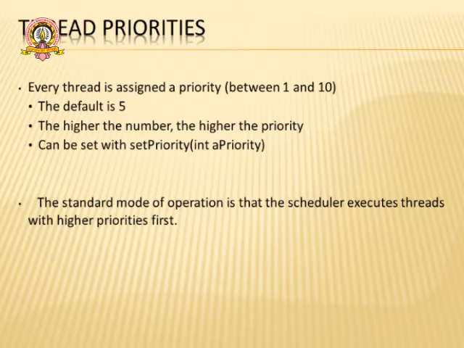The numbers go 1, 2, 3, 4, 5, 6 up to 10. The higher the number, the higher the priority. Like that I can set the priority and make the thread execute with the highest priority. Of course it's obvious that the thread having the highest priority will execute first, the thread having normal priority will execute later, and the thread having the least priority will execute last. So that's obvious.